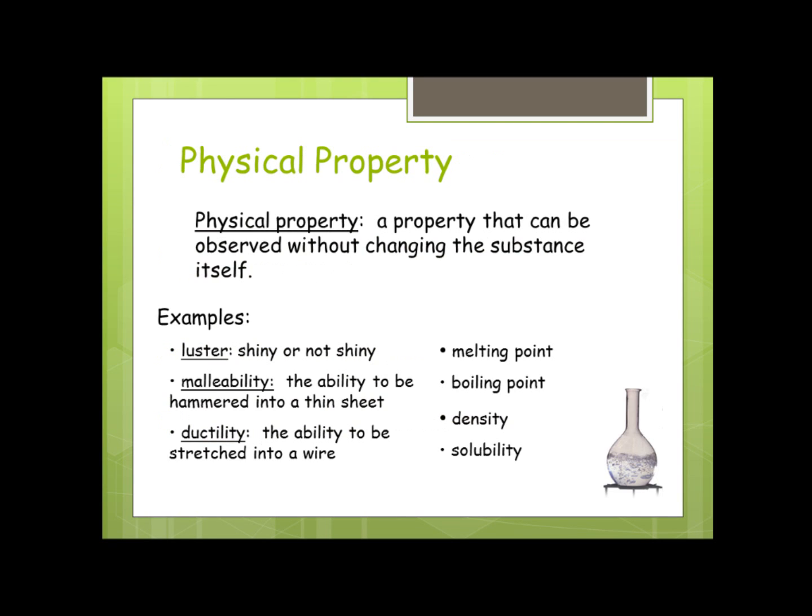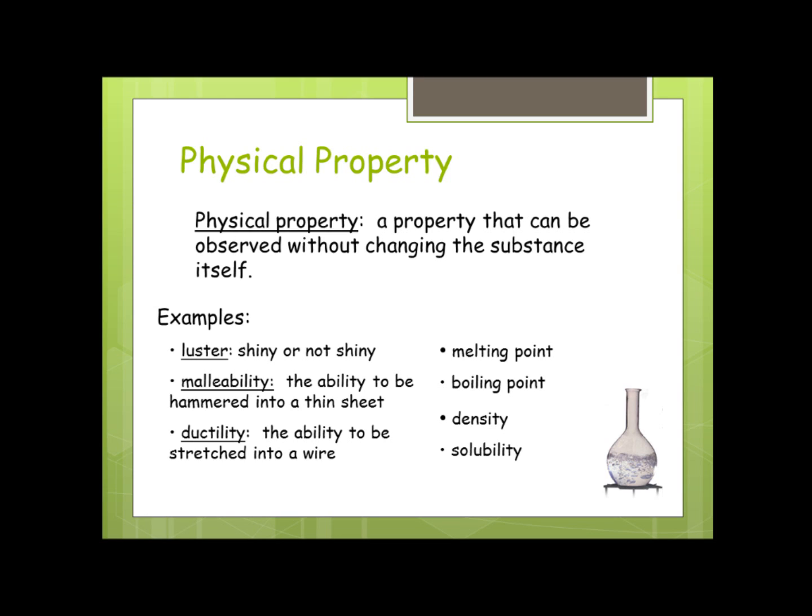All right, so now we're going to talk about physical properties and chemical properties. So the first one is physical properties, and there are a lot more physical properties than there are chemical properties. So a physical property is something that can be observed without changing the substance itself. This kind of goes along with physical change, which we're going to talk about next week. But a physical property would be something that has to do with the identity of that substance.